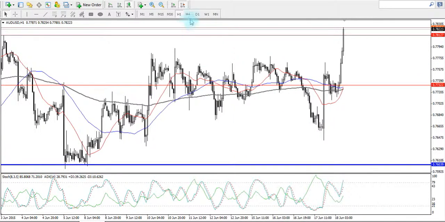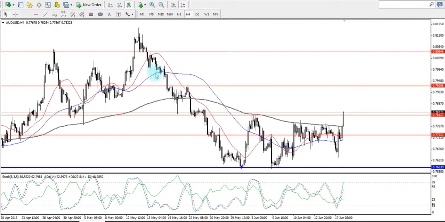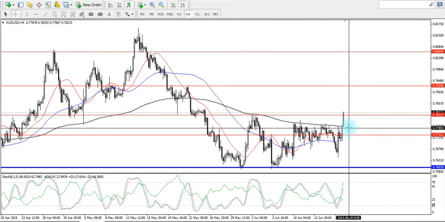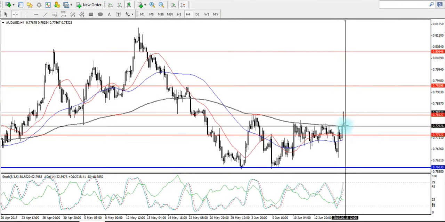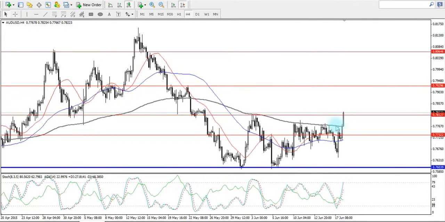Next we have the Aussie against the US dollar. Alright, what we are seeing here is the price has appreciated again aggressively as it finally breaks above the 200 moving average in the 4-hourly chart. So based on the structure, yes, we are expecting price to appreciate further. Right now it is also breaking above the resistance level, the price of 0.7812. So expecting price to appreciate further from here.